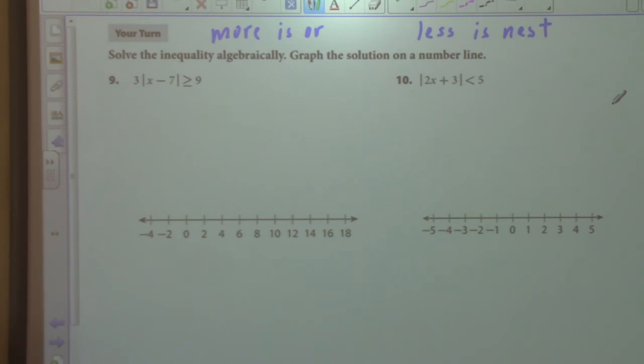Just sing it. More is or, less is nest. Did we subtract? No, you got subtract, right? You got the mark? Yeah. Let me see.